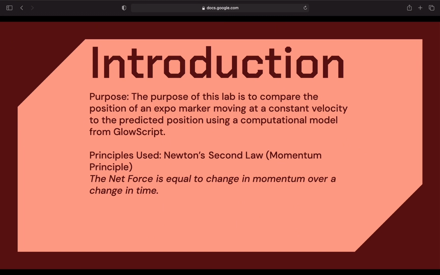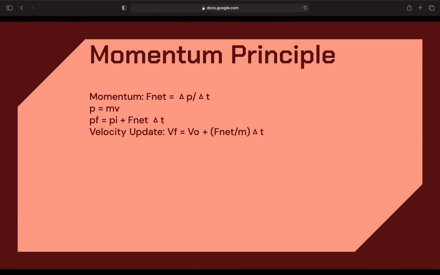The principle we will be using is Newton's second law with the momentum principle, which states that the net force is equal to a change in momentum over a change in time. Exploring the momentum principle, we have F net equals delta P over delta T. We can substitute P equals mv into the equation: momentum final equals momentum initial plus the F net multiplied by the change in time. We can turn this into the velocity update, which is the final velocity equals the initial velocity plus F net over the mass multiplied by a change in time.